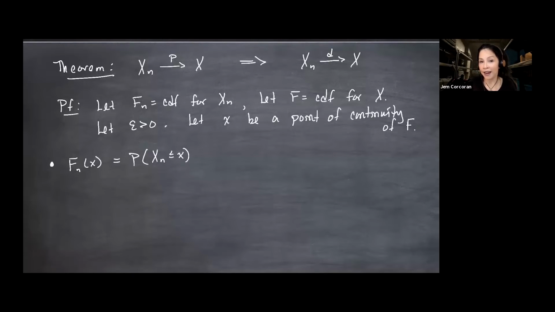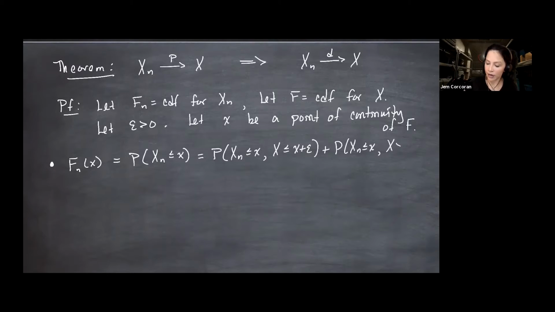So I'm going to drag in the other random variable X. I'm going to write this as the probability that Xn is less than or equal to x, comma, and X is less than or equal to x plus epsilon, plus the rest of the probability, so Xn less than or equal to x, and X greater than x plus epsilon. Those are disjoint events, and together they make up the original event that we care about.